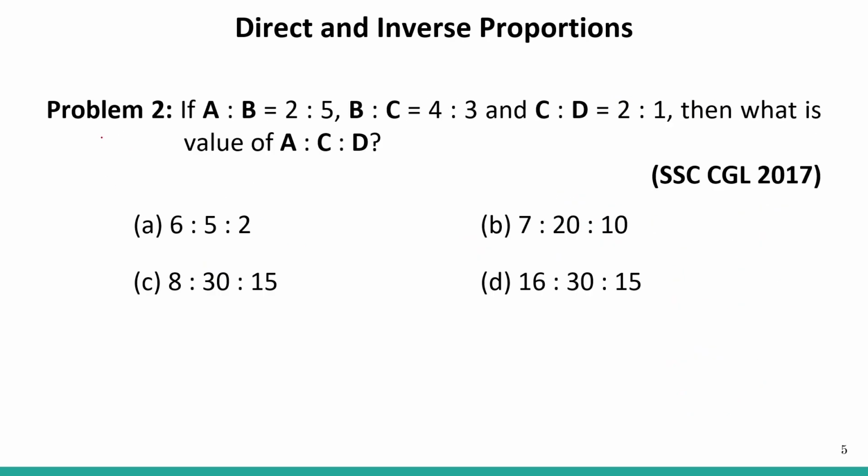So let's proceed with problem number 2. If A is to B is equal to 2 is to 5, B is to C is equal to 4 is to 3, and C is to D is given to us as 2 is to 1, then what is the value of A is to C is to D? This question was asked in the SSC CGL 2017 paper. Is it 6 is to 5 is to 2, 7 is to 20 is to 10, 16 is to 30 is to 15, or 8 is to 30 is to 15? Which among these four is the probable answer?